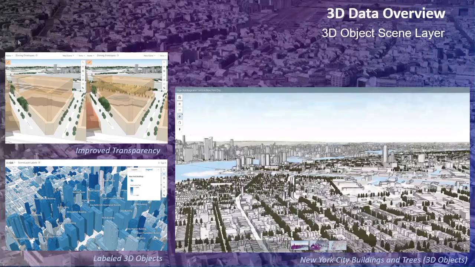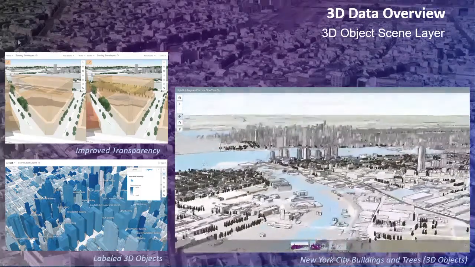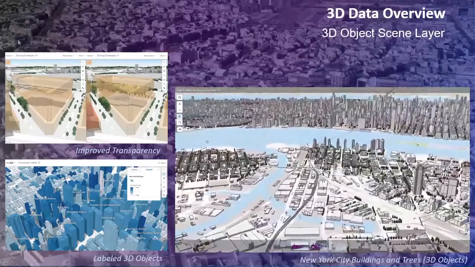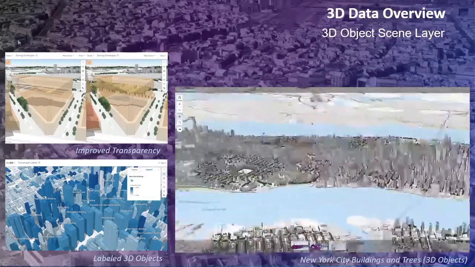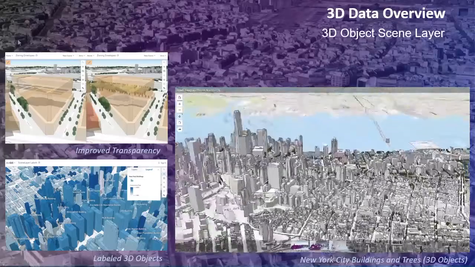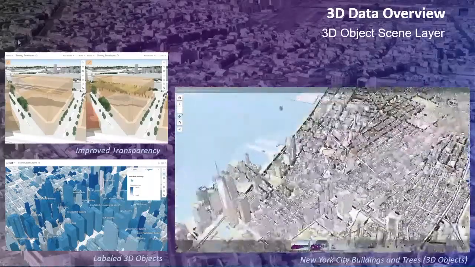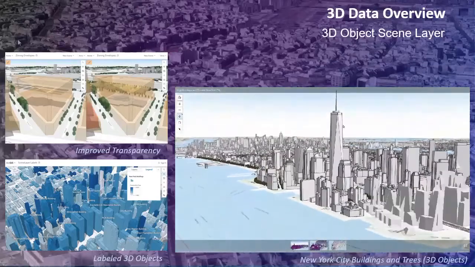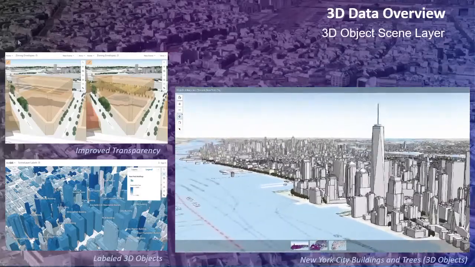3D object scene layers. This is the case in New York City. It's a classic scene layer that's storing 3D geometry. It can store textures as well, so that you could have textured buildings where there's images that are covering the buildings themselves. And this is a pretty monumental thing here. We're streaming New York City over a web browser. You can do this on your phone.